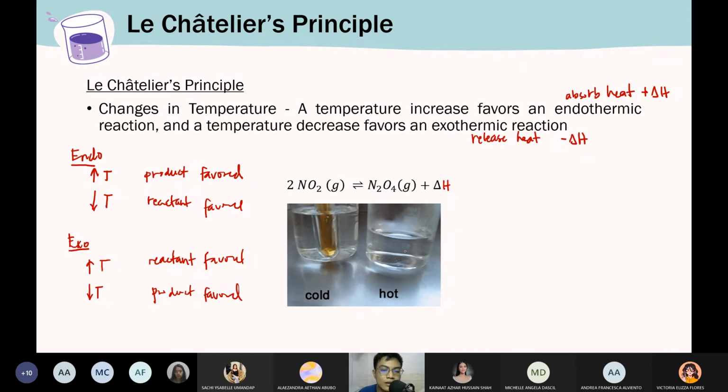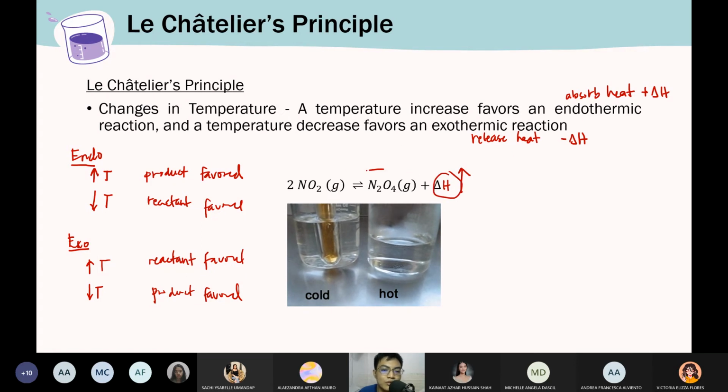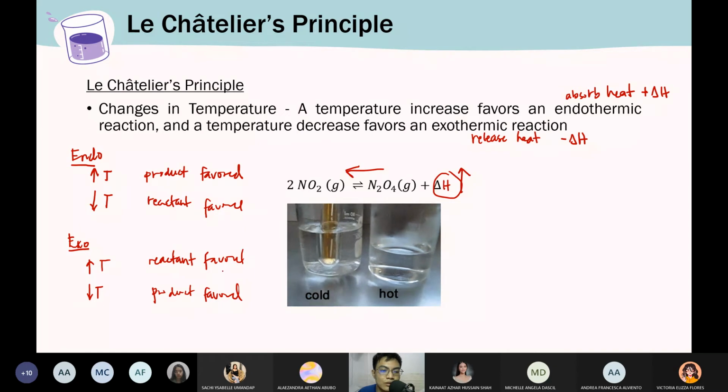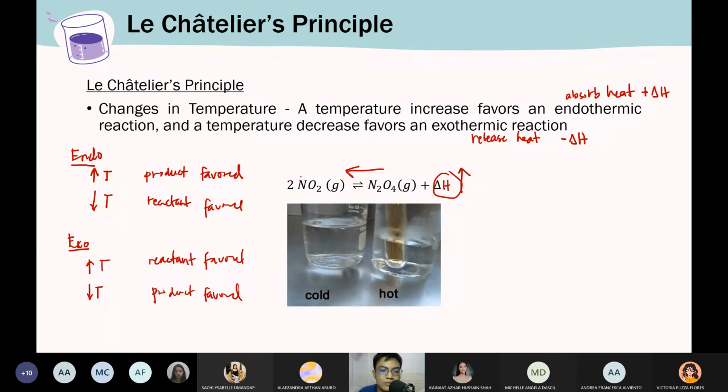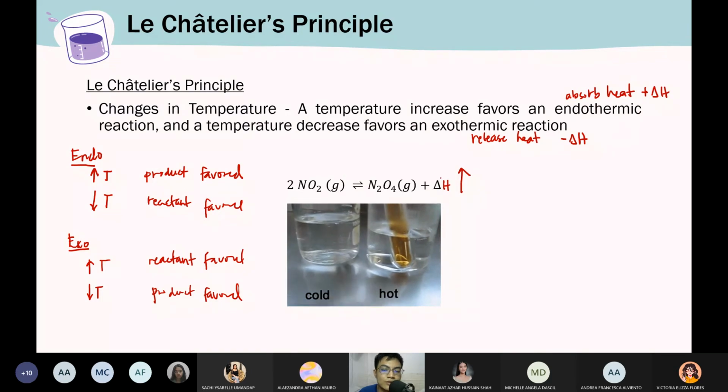Okay? So kapag nilagay ko siya sa hot water, tumataas yung heat. So dumadami yung concentration ng product. Meaning you push the reaction to the reactant side. So mas lalong nagiging dark yung brown niya. Kasi by increasing the temperature, you increase the concentration of heat, which pushes the reaction to the reactant side, making this more darker. Okay? Kaya nagiging super brown siya.